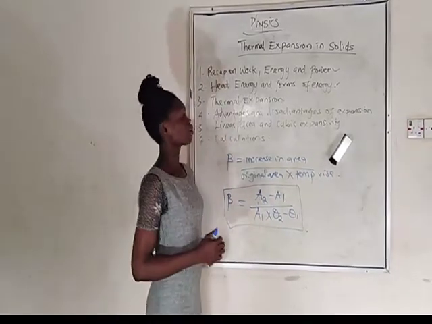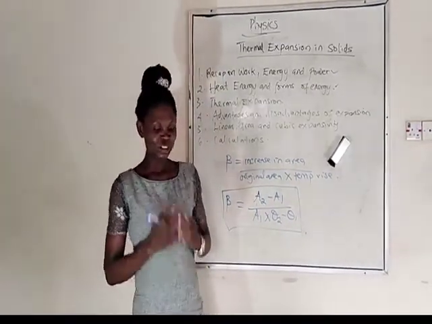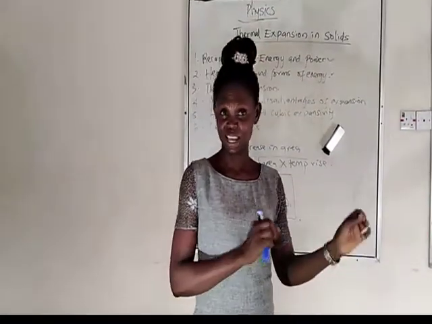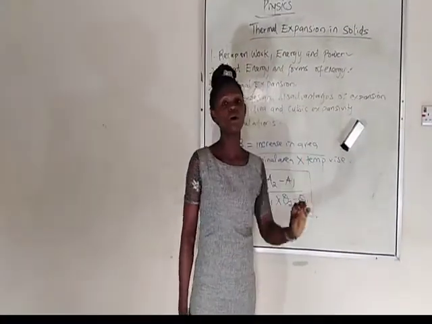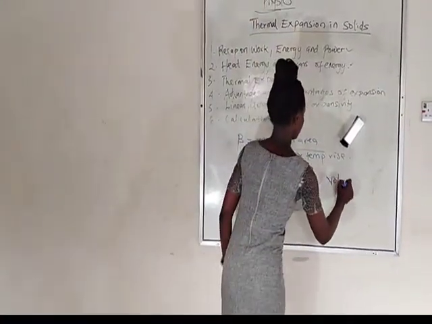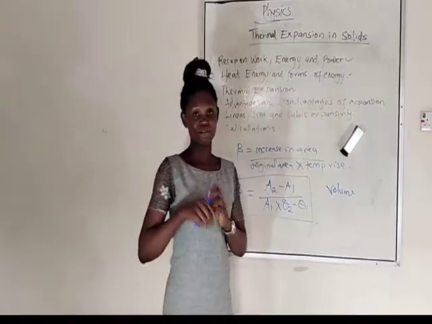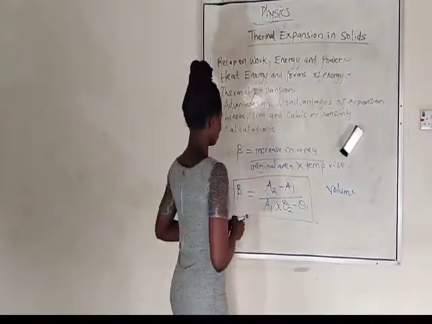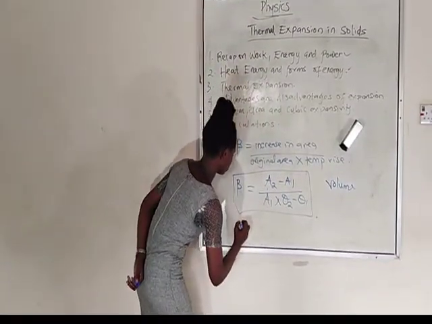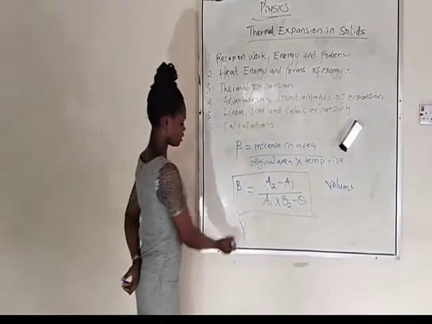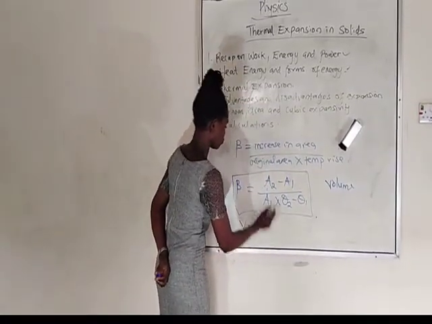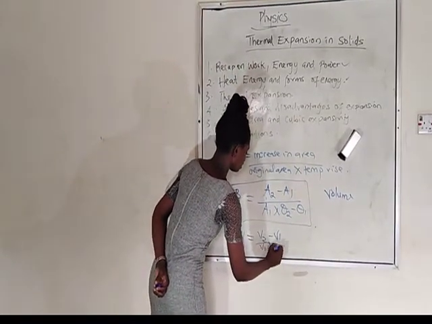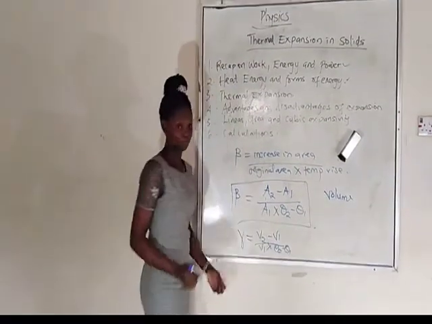Then we move on to cubic expansivity. Just like your linear expansivity is increase in length and your area expansivity is increase in area, your cubic expansivity, or what we call volume expansivity, is the increase in volume per unit volume per Kelvin rise in temperature. And that means we use the alphabet gamma, written as your V2 minus your V1 all over V1 times theta 2 minus theta 1.